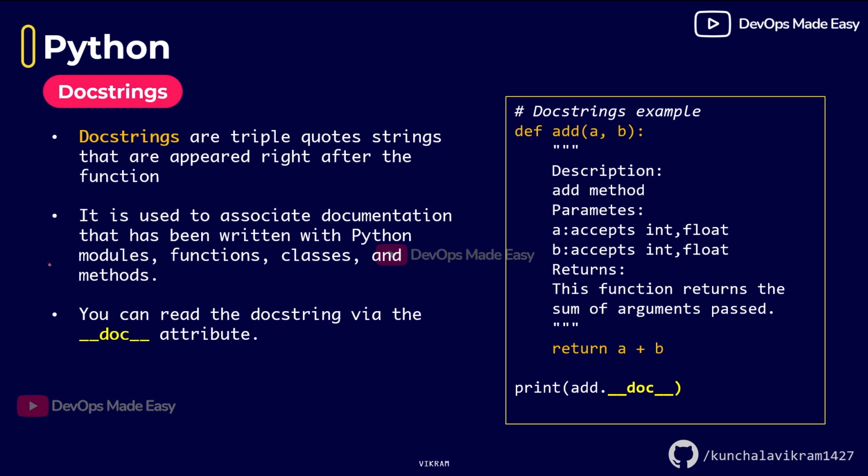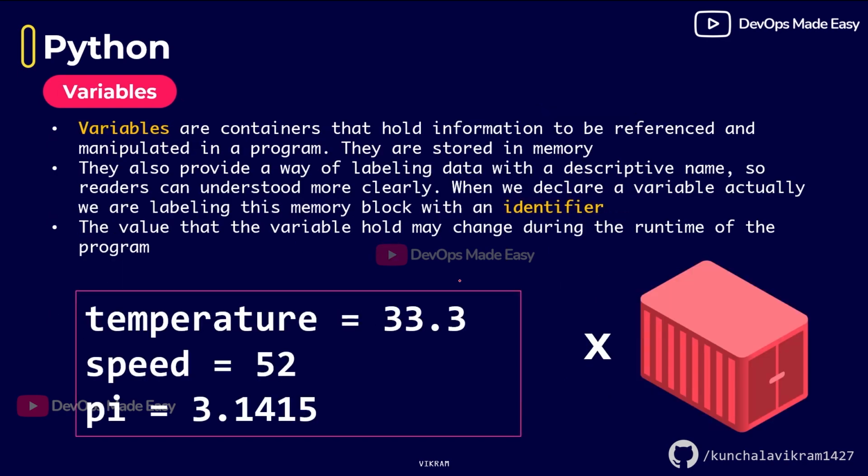So we use docstrings for modules, functions, classes, methods. For everything you can use docstrings. Now coming to the variables. Variables are one of the important concepts in any programming language.